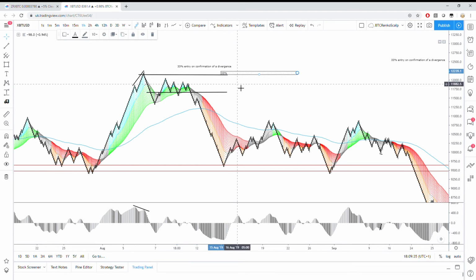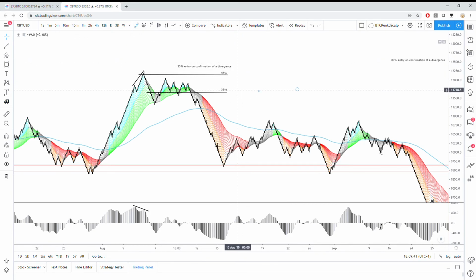Okay, so I'd open another 33% here. The reason I would do that is because I've now seen that this divergence number 1 has played out, therefore I expect this to be the high. I now expect this to be the high that I can set my stop behind.